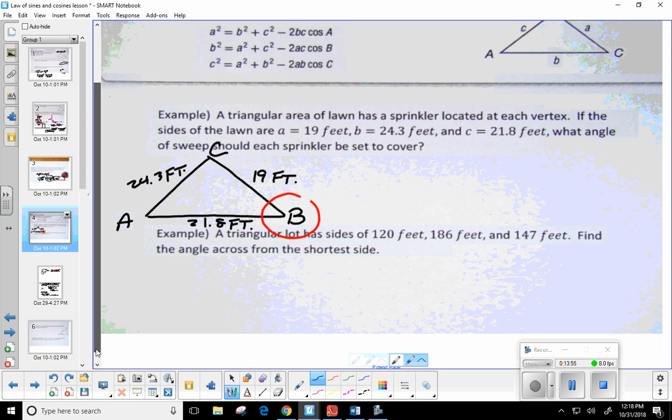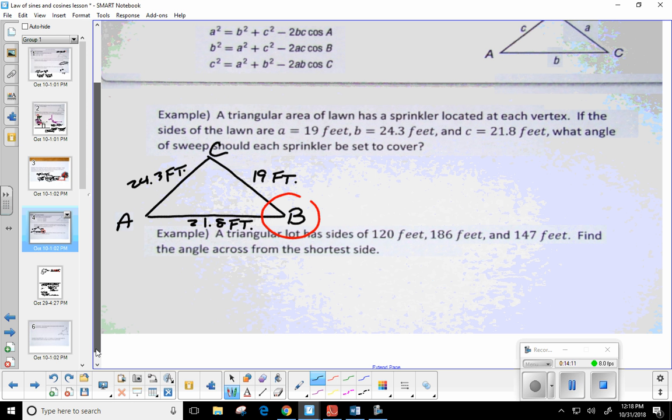The reason is, well, in fact, I'll wait until we get this first part done, and then I'll go into the reasoning why. But if you have to use the law of cosines, my number one rule, I would really encourage you, start with the largest angle.